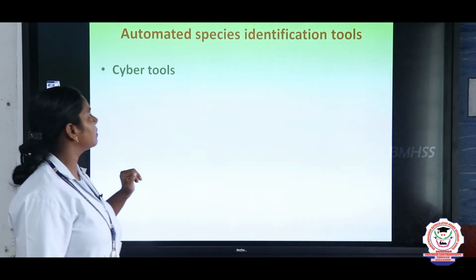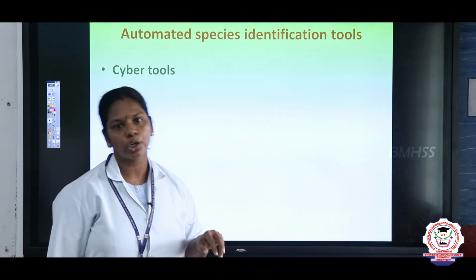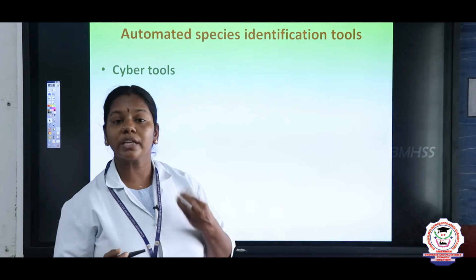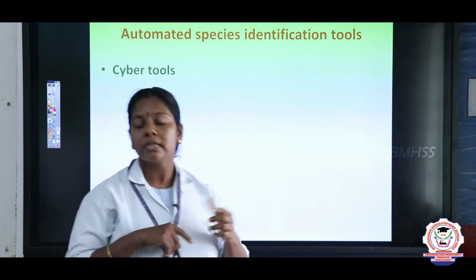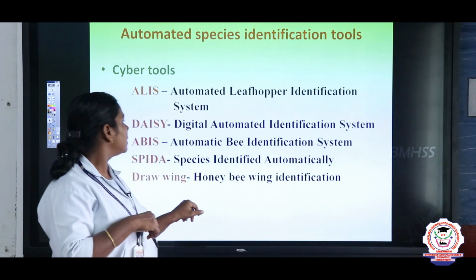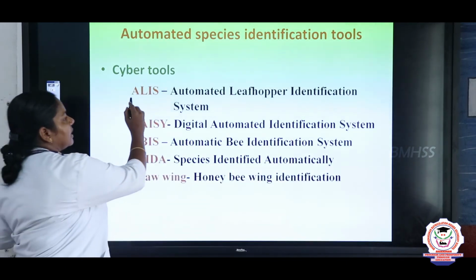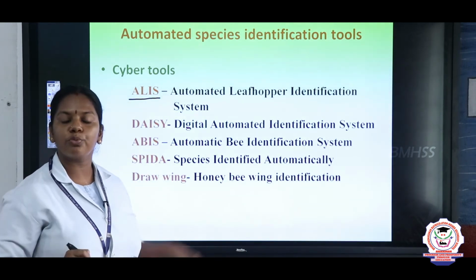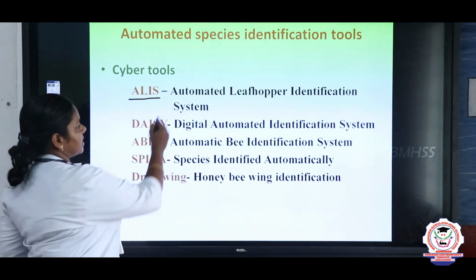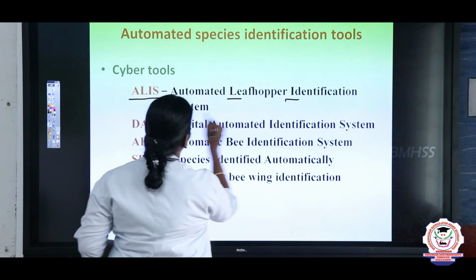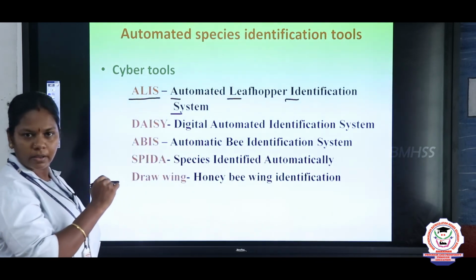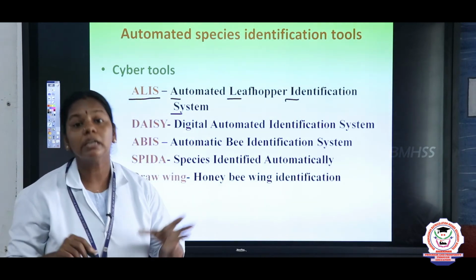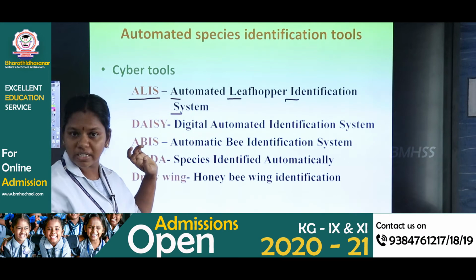And next we are going to discuss the automated species identification tools. We call them cyber tools. Digitally, we have the information stored in databases. We call this cyber tools. First one is ALICE. This abbreviation can be asked as a question, children. So in your notebook note down ALICE, automated leaf hopper identification system. We can get all the information regarding the leaf hoppers in this cyber tool, that is ALICE.